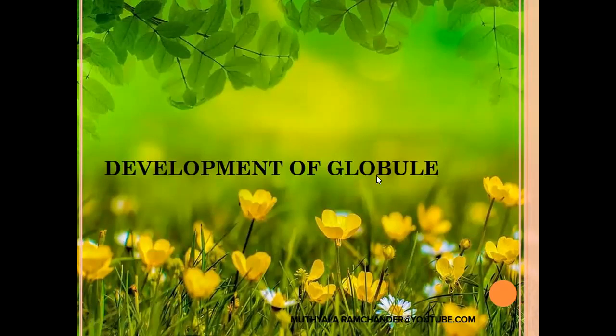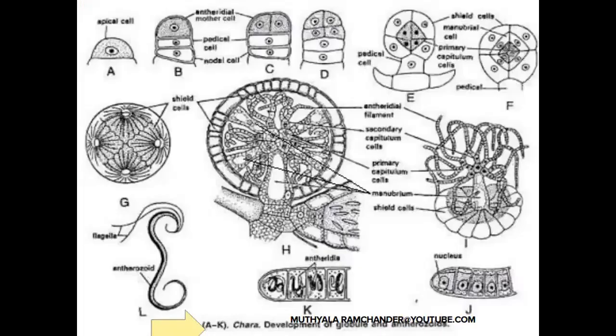Development of globule. Globule belongs to the male reproductive system of the Chara. See, it is developed on the node area, on the lateral side. Initially, one apical cell is developed. That apical cell is called the globule initial apical cell. It participates in the first transverse division to form two cells.